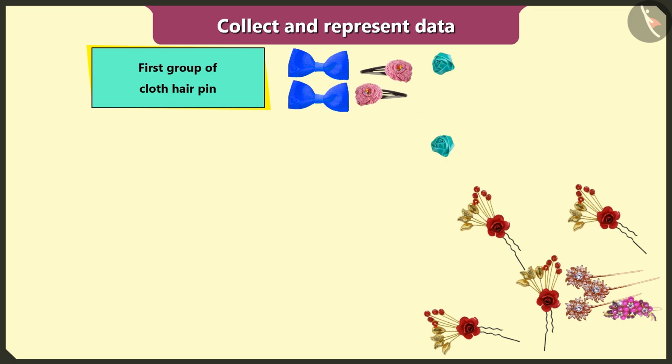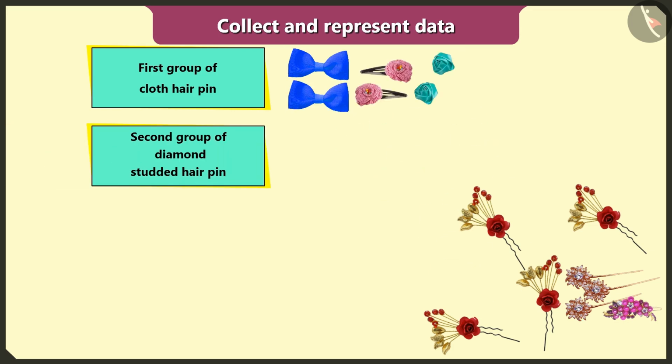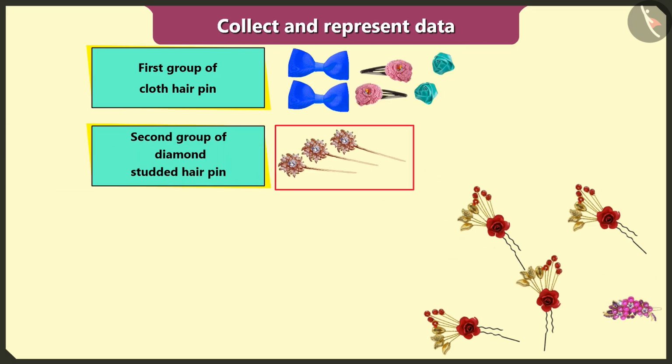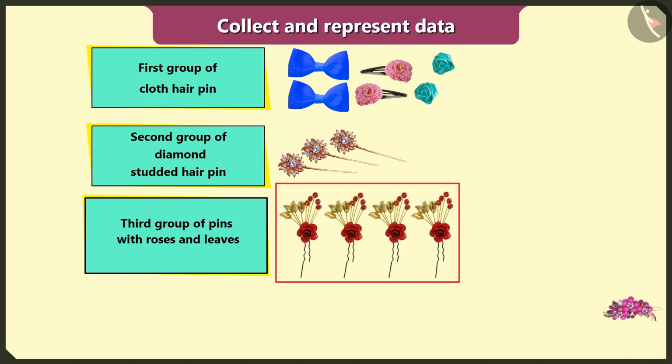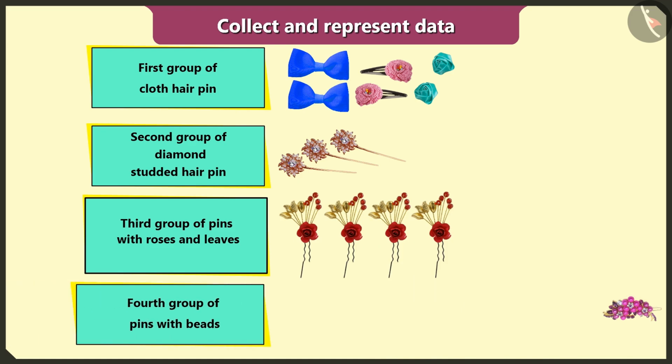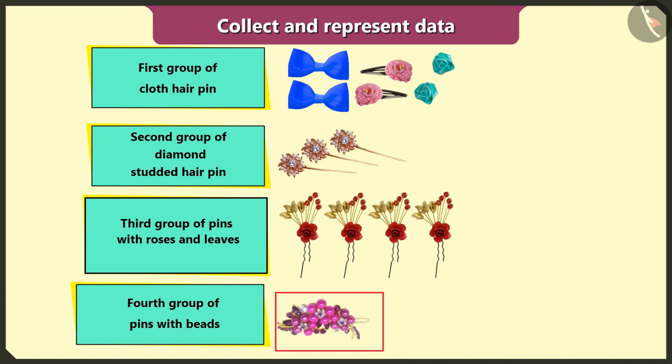So first of all, I will make groups of similar hairpins. First group of cloth hairpins. Second group of diamond-studded hairpins. Third group of hairpins with roses and leaves. And fourth group of hairpins with beads. Now I will count the hairpins in each group.